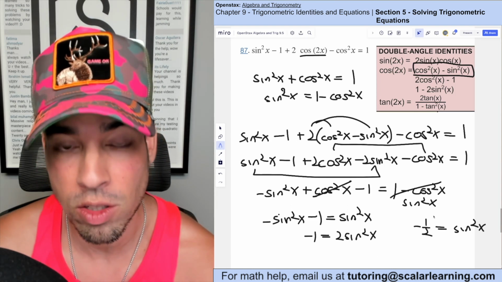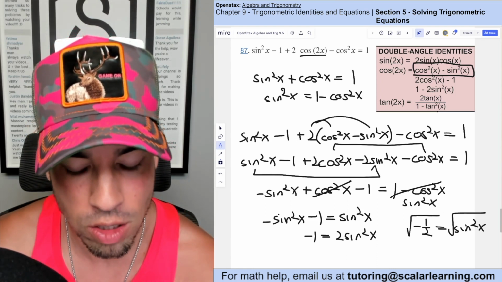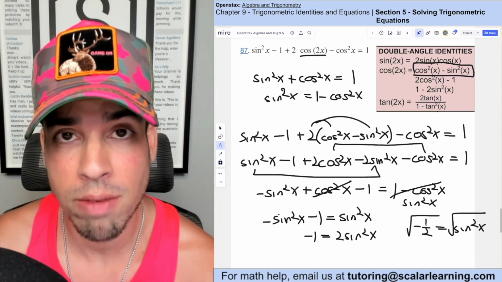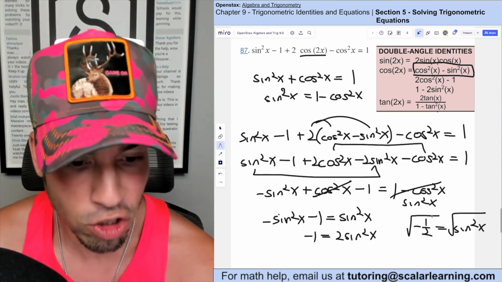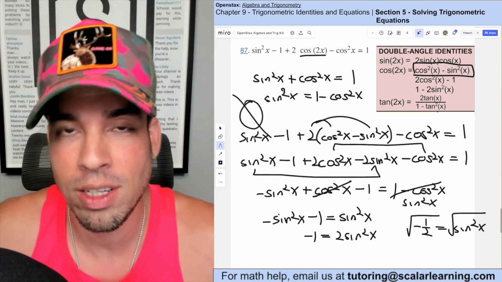Now here's where we run into an issue. To go to the next stage, I have to take the square root of both sides to solve for sine of x. So the problem is I'm taking the square root of a negative. That's not going to return a real number. That's going to return an imaginary number, which means this is a no solution situation. That's how you do it.